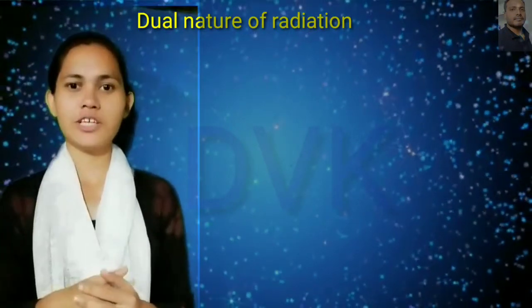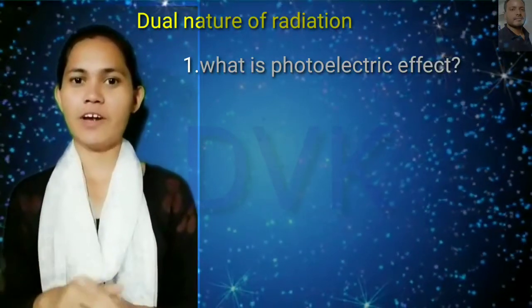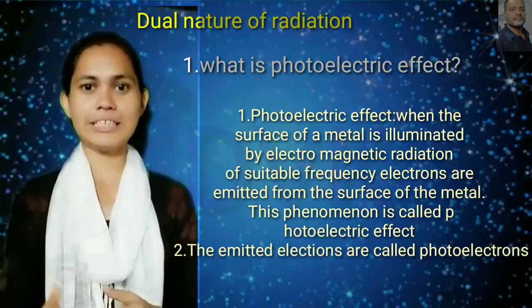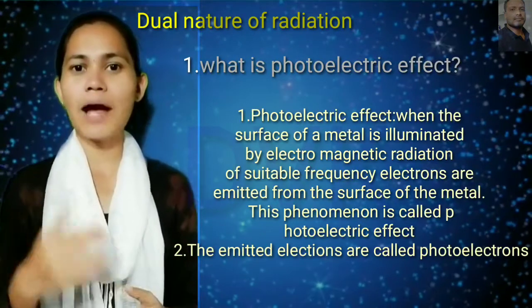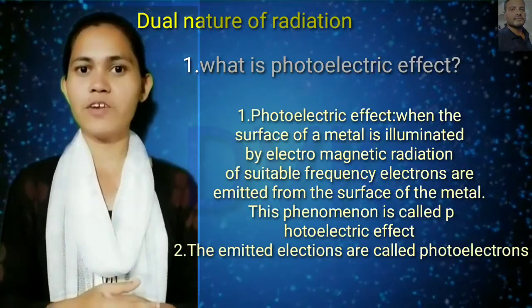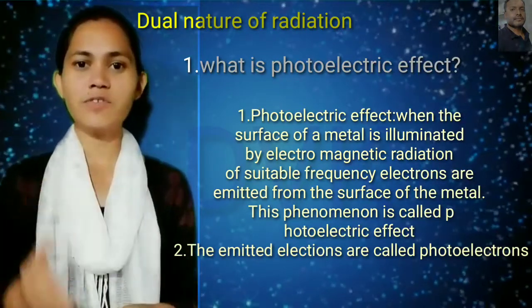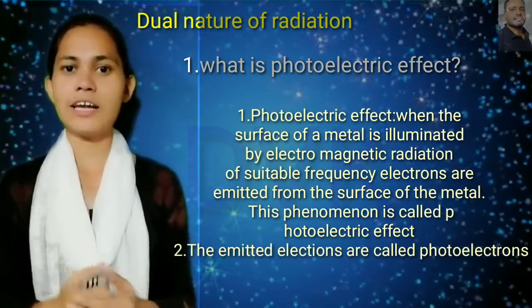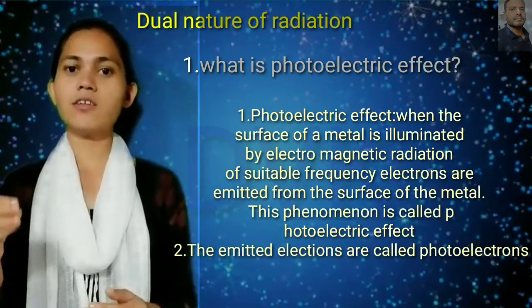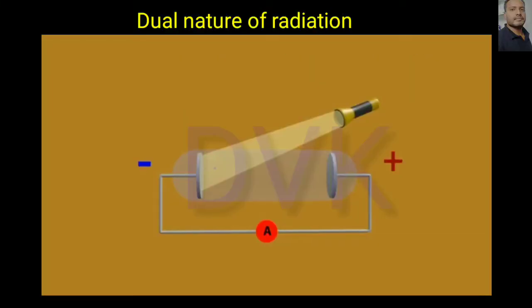So the very first question is, what is photoelectric effect? When the surface of a metal is illuminated by electromagnetic radiation of suitable frequency, electrons are emitted from the surface of the metal. This phenomenon is called photoelectric effect. The emitted electrons are called the photoelectrons.